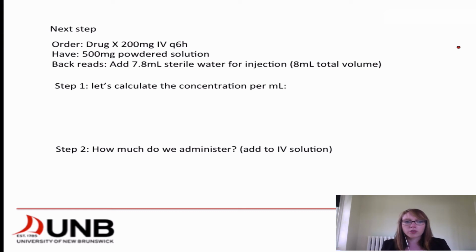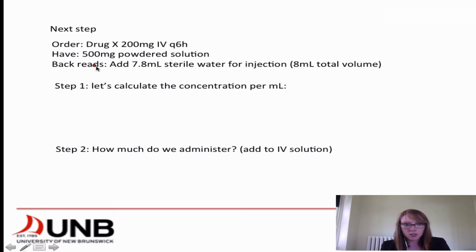So our order is for 200 milligrams of drug X. We have 500 milligrams of drug X in a powdered solution. And the back reads to add 7.8 mils of sterile water for injection, which will lead to an 8 mil total volume. So let's calculate the concentration per mil.